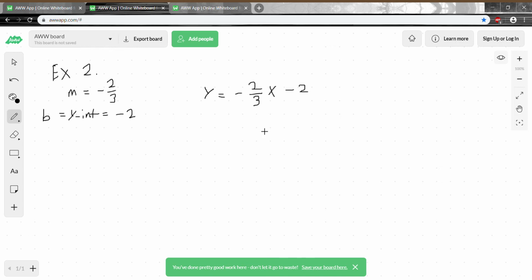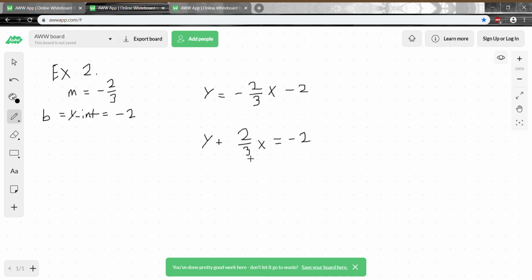So we want to convert this to where we have a constant on one side on its own, and our two variables on the other side. So we're going to add 2/3 x to this side over here. That's going to give us y plus 2/3 x is equal to negative 2.